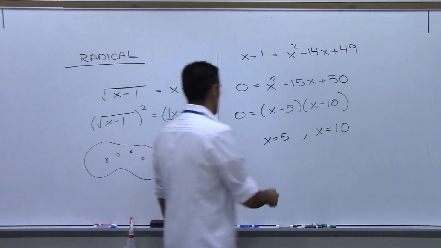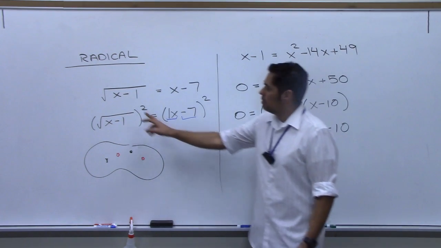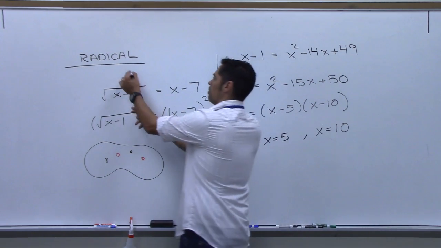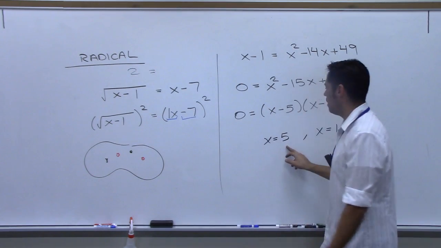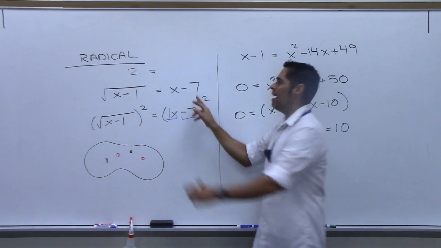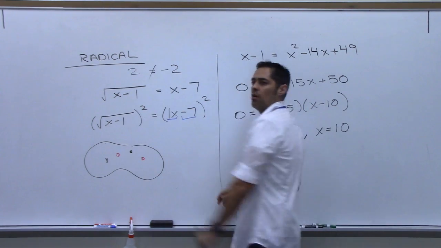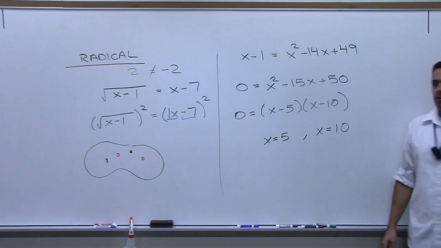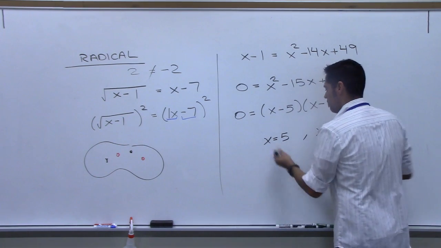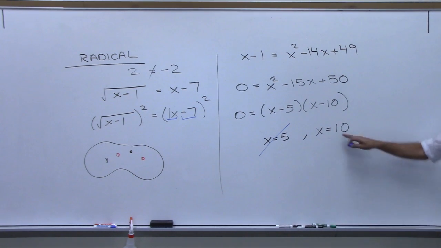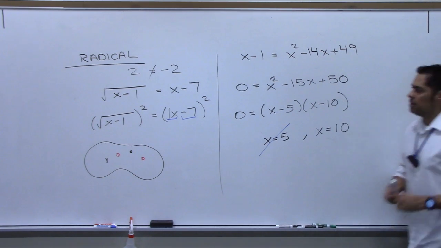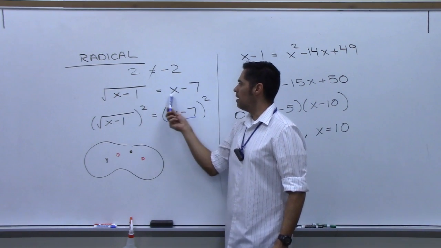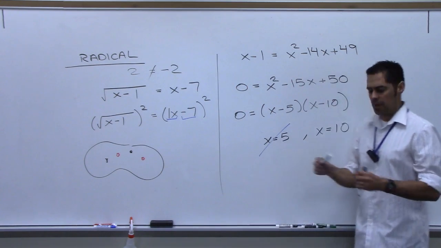So let's check them real quick. 5 minus 1 is 4, square root of 4 is 2. So that's 2 equals, and then now put 5 in here. 5 minus 7 is negative 2. Uh-oh. Doesn't work. So 5 didn't work, so we've got to chunk it. It's no good. Then you check 10. 10 minus 1 is 9, square root is 3, and then 10 minus 7 is 3. 3 equals 3. Okay?